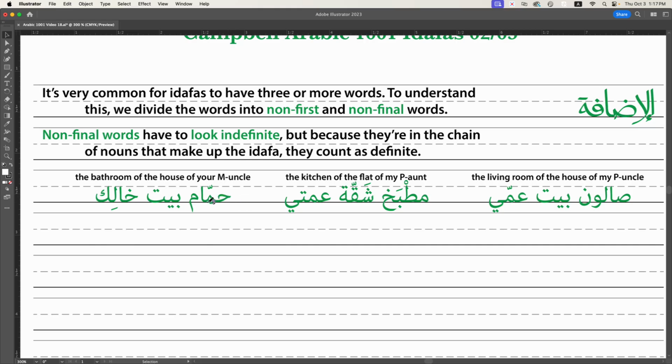So here we have hammam, beit, khalik, the bathroom of the house of your uncle. So this word is mu'arraf or definite, bisabab ad-damir. It has a pronoun on the end. These 2 words look indefinite, but they're not. They're definite because they're in the chain of words and they're owned. So in better English, we might render this one as your uncle's house's bathroom, and this one is my aunt's flat kitchen, and this one is my uncle's house's living room.